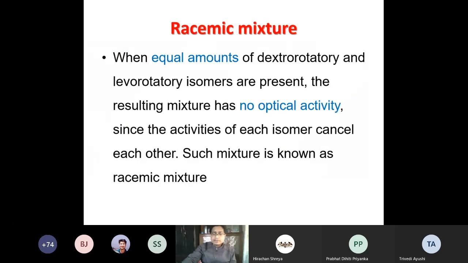Now the racemic mixture. When equal amounts of dextrorotatory and levorotatory isomers are present, there will be no resulting activity. That means in the solution of carbohydrate, if equal numbers of D and L isomers are present, then the resulting solution will not deviate the light, neither to the right nor to the left. Such a mixture is known as a racemic mixture.